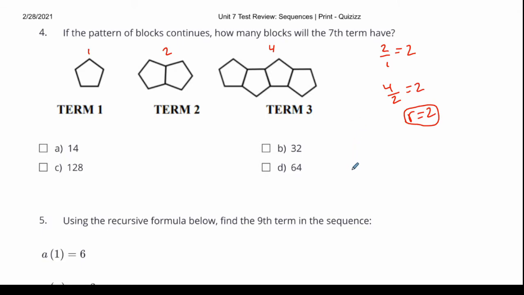So if I want to know how many the seventh term has, I could write out a formula, or I could just start doing these terms. 1, 2, 3, 4, 5, 6, 7. So 1, 2, 4 times 2, 8 times 2, 16 times 2, 32 times 2 again, 64. 1, 2, 3, 4, 5, 6, 7. So that's going to be choice D, 64.